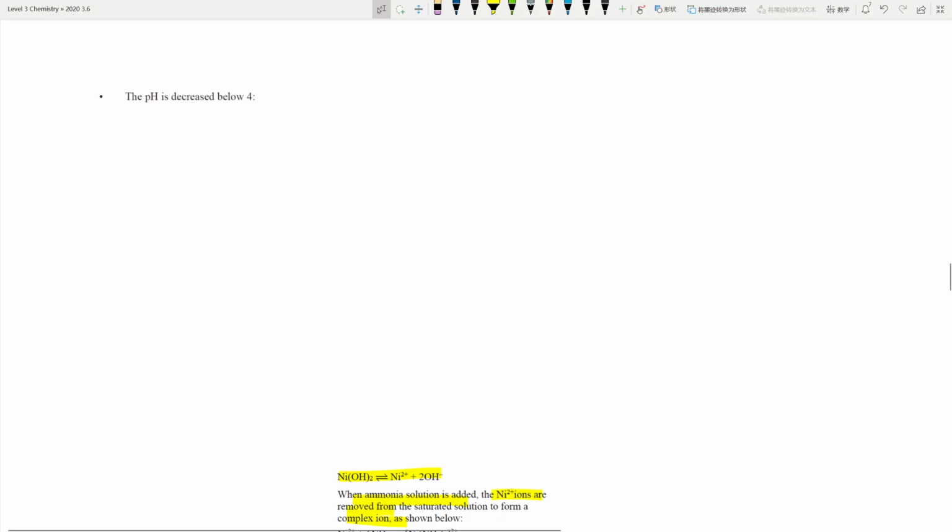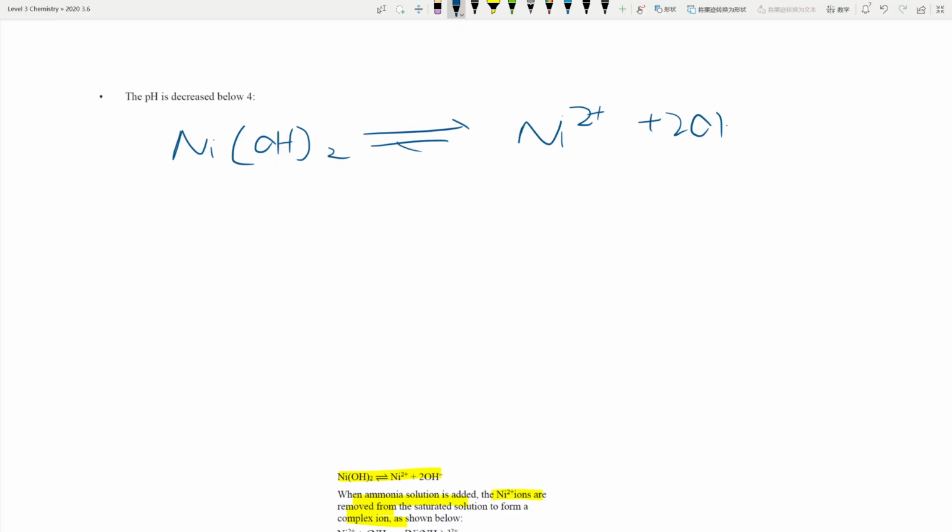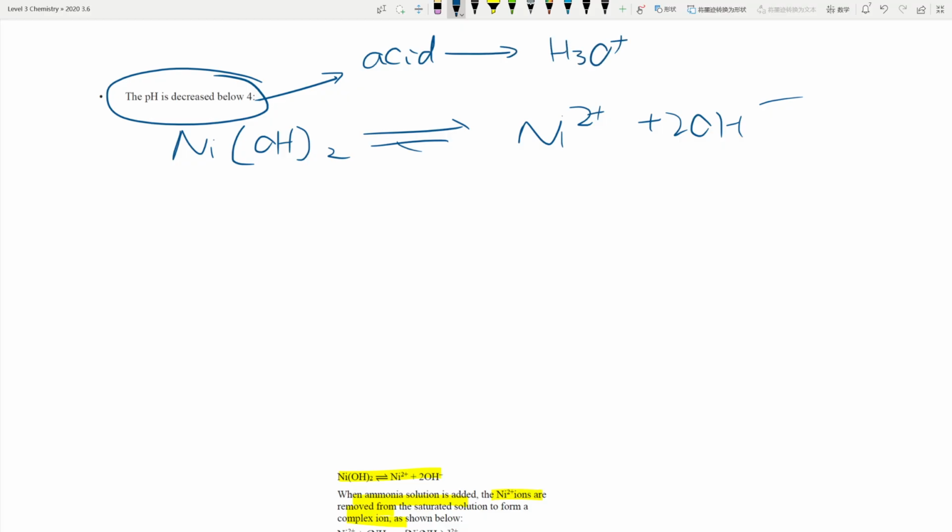Now, if the pH is decreased below 4, let's go back to here again. Nickel hydroxide turning into Ni2+ and 2 OH-. So what's going to happen if you have a pH below 4? This is an acid. And what do acids have in common? They have lots of H3O+ ions.